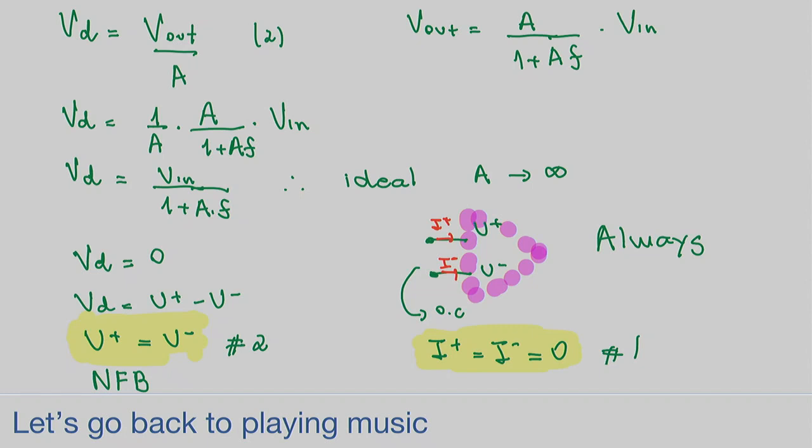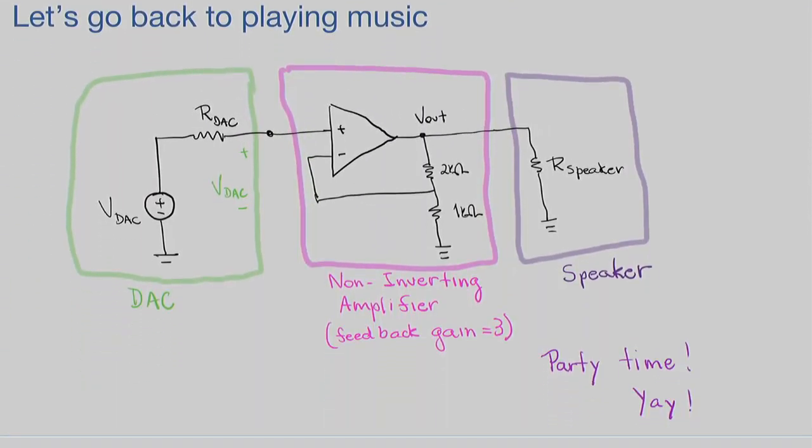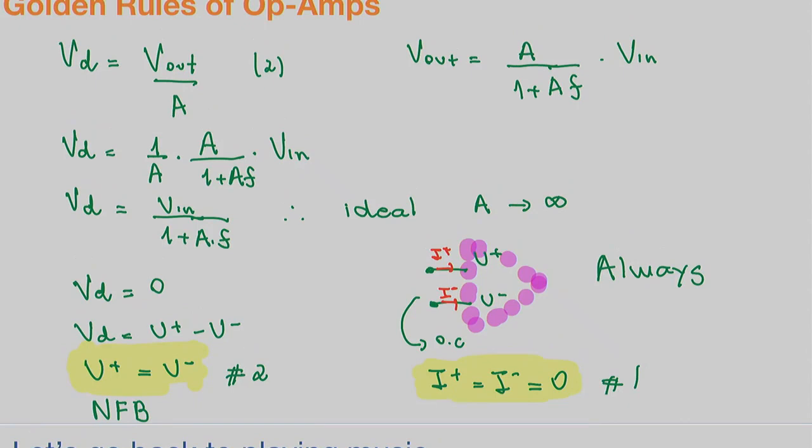Great. Let's just close the loop on our design of playing music. Let's see what's going to happen now. Oh, yeah. If U plus equals U minus, and U minus is just V out by negative feedback, does that mean that V in equals V out? Or where am I mistaken?